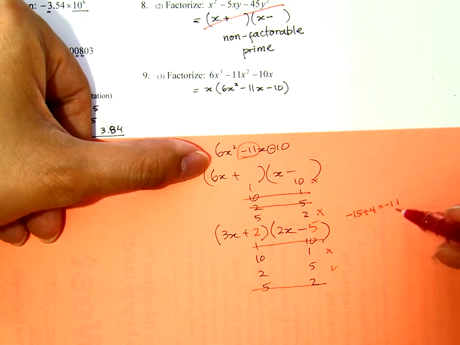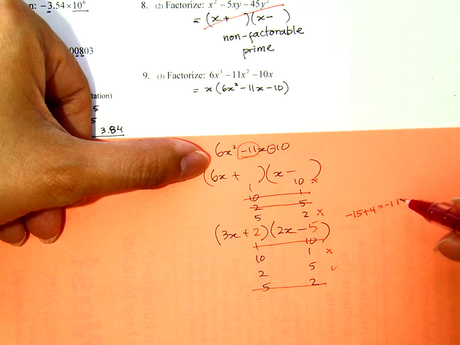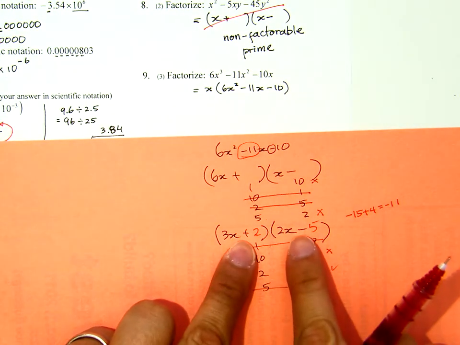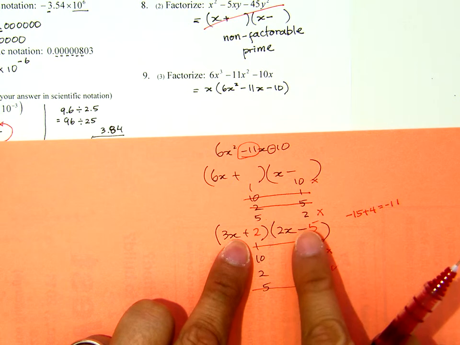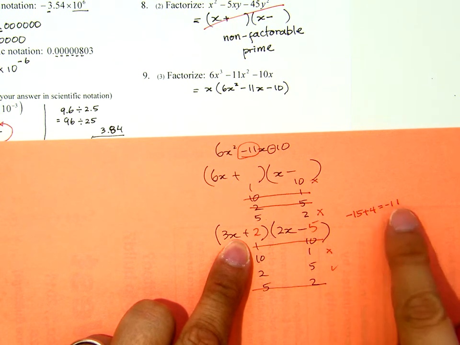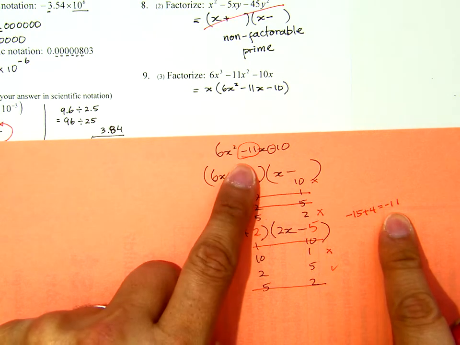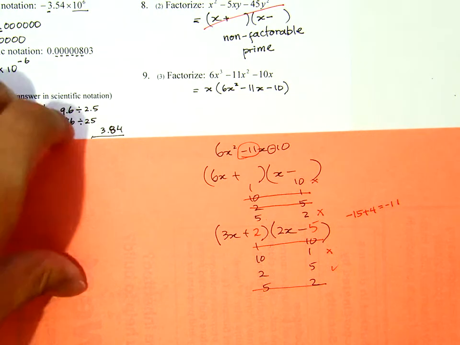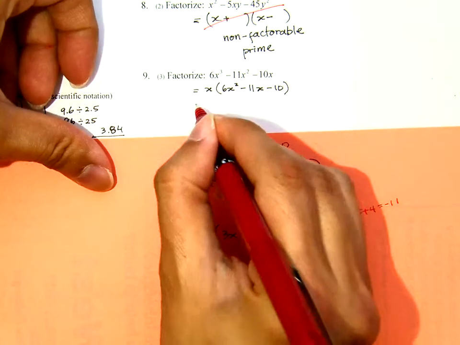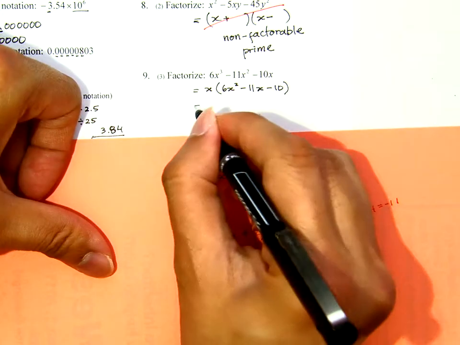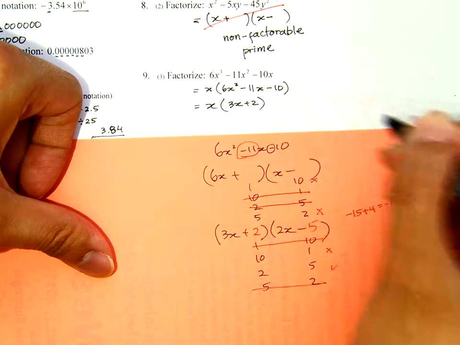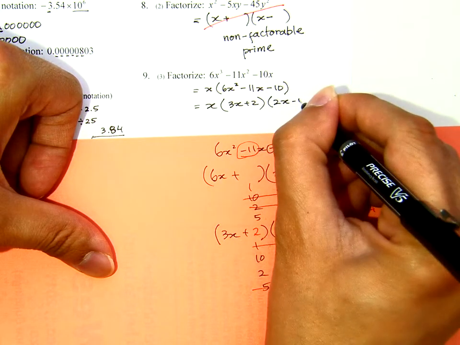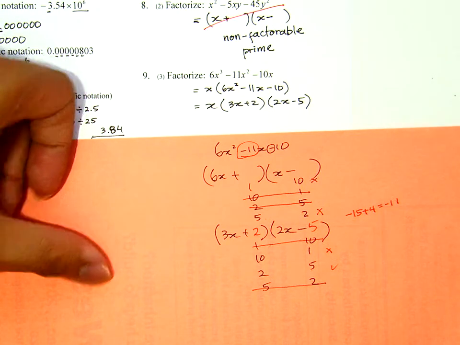Now suppose what we get here is positive 11 instead. Then we will reverse the signs. This becomes minus, this becomes plus. If we get positive 11 and what we need is negative 11, we reverse the signs. Right now it happened to match, so we can go back there. This is equal to x times 3x plus 2, 2x minus 5. That's for number 9.